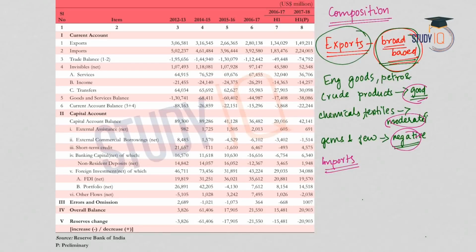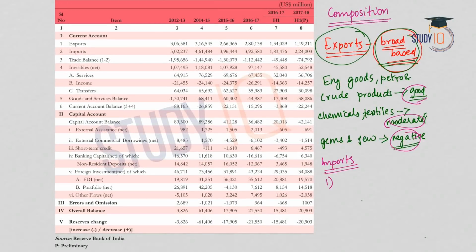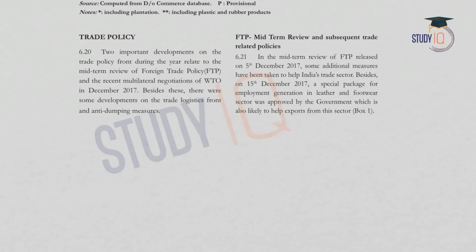Now coming to the imports, one major category which has shown a good growth was capital goods due to our demand for investment in infrastructure. So capital goods had seen 11.3% growth in the imports.